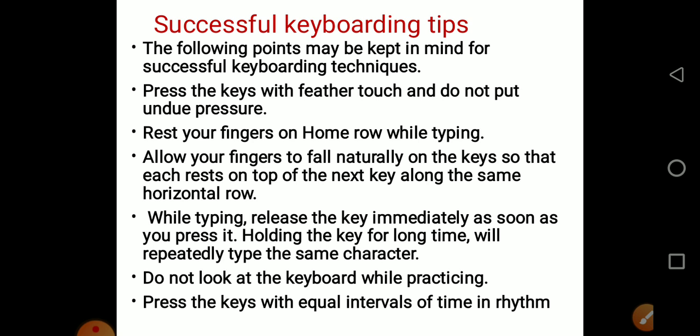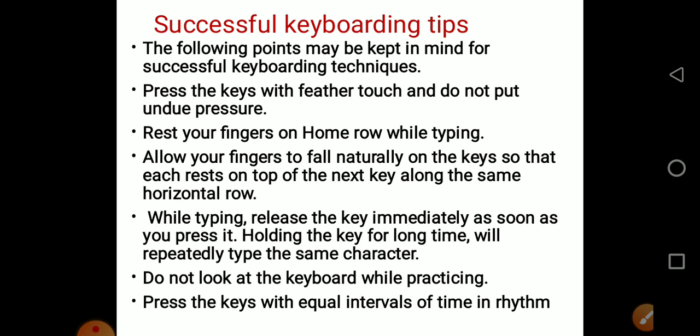Rest your fingers on home row while typing. You have to rest the remaining fingers on the home row, ASDF keys. Allow your fingers to fall naturally on the keys so that each rests on top of the next key along the same horizontal row. I told you this earlier. While typing, release the key immediately. This also I told you, when you type you have to release the key immediately, otherwise the same characters will keep on being typed.